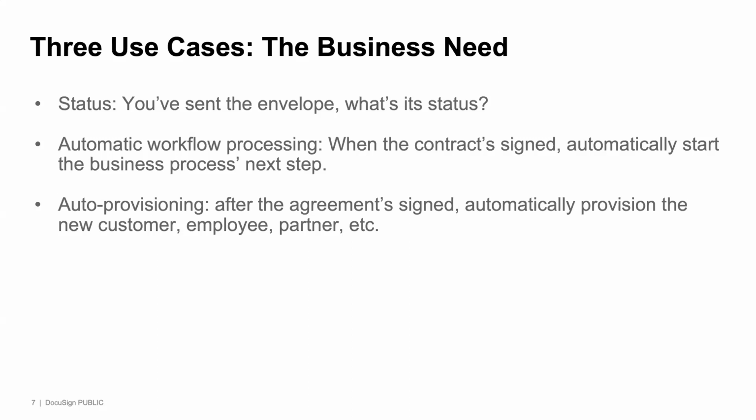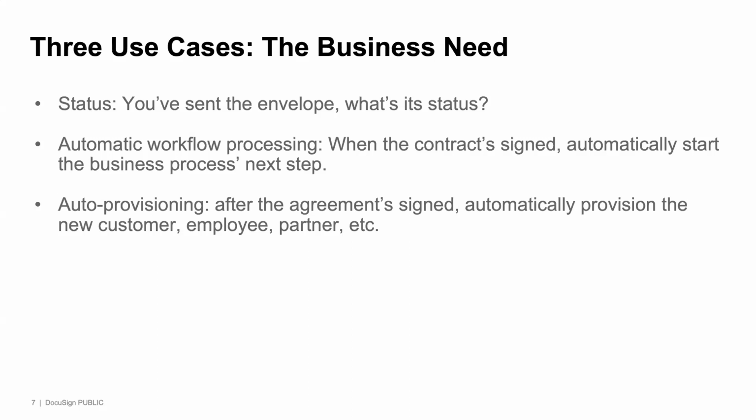Connect webhooks have many uses. I'm focusing on 3 of them here today. The first is that you sent the DocuSign envelope, and you want to know what its status is. The second is automatic workflow processing. For example, if you send out a contract, once the contract's signed, then you want to automatically start the business process's next step, whatever that might be.